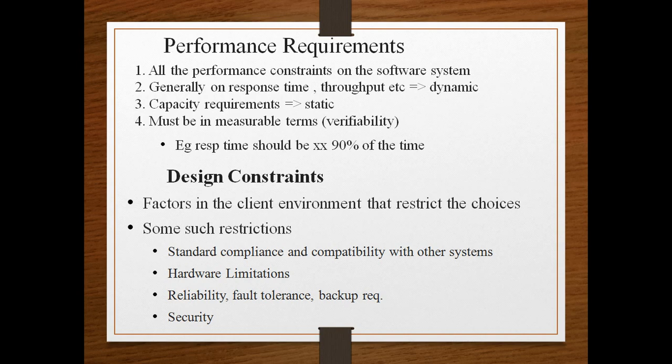Performance requirement: here the performance of the software is judged. There is a constraint on the software system, generally on response time. Throughput time is expected, that is called dynamic, and at the time of static, capacity requirement is measured. So it is a measurable term, that is verifiability. For example, response time should be XX 90% of the time.